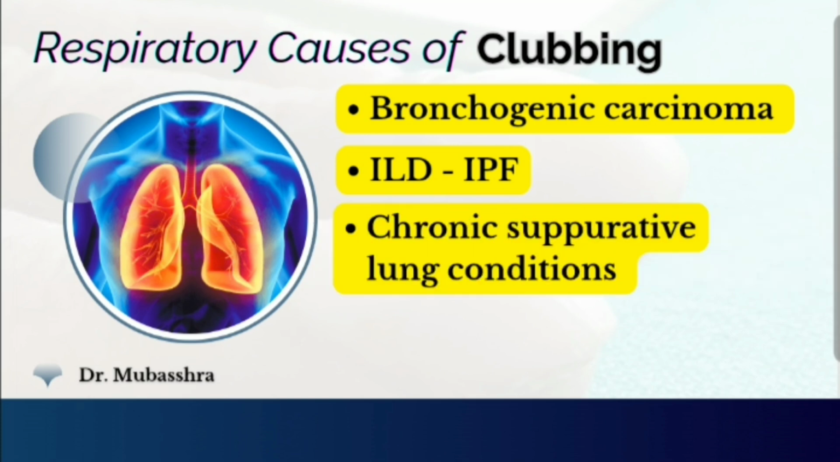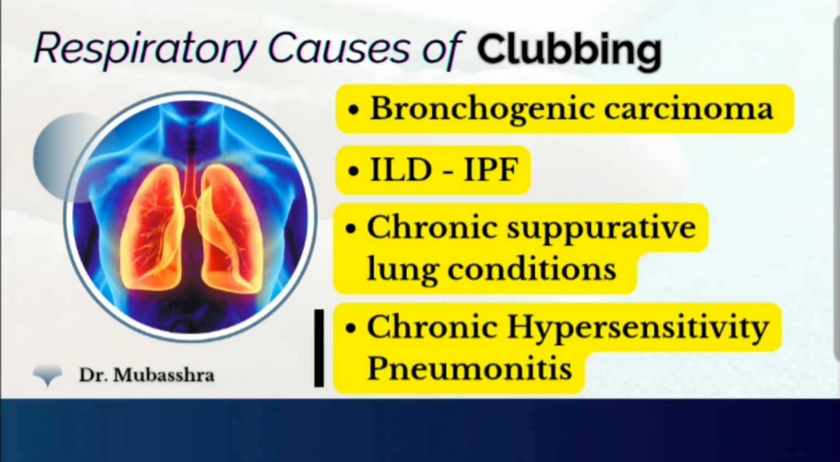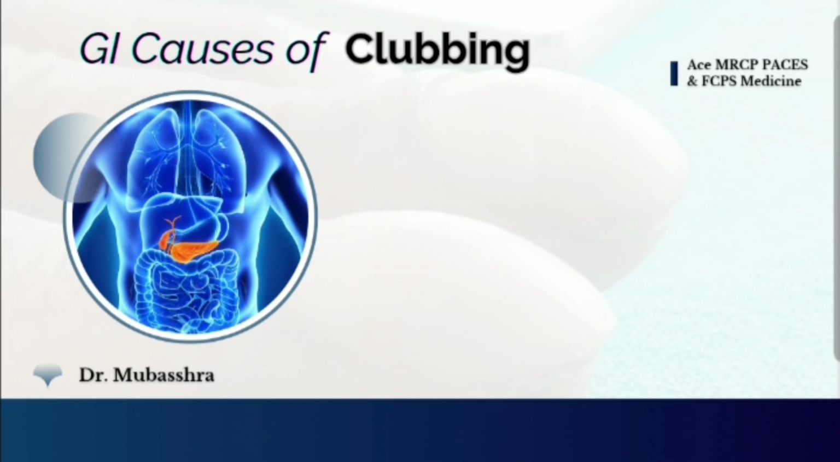Other causes are chronic suppurative lung conditions, which are a very common cause of clubbing in respiratory conditions, which include bronchiectasis, lung abscess, and empyema. Other causes are chronic hypersensitivity pneumonitis, and other respiratory causes of clubbing may include mesothelioma, asbestosis, sarcoidosis, cystic fibrosis, and even tuberculosis. What are the GI causes of clubbing?